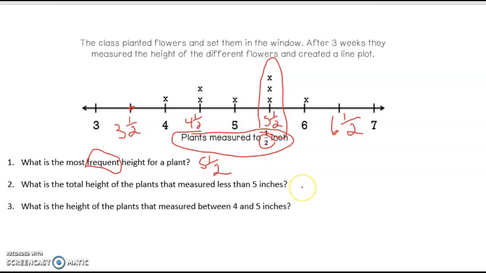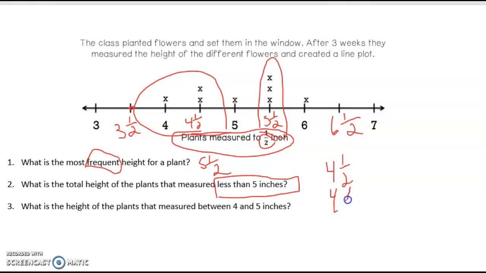And you'll see in a minute, it's not always halves. It can be fourths and eighths. What is the total height of the plants that measured less than 5 inches? Where are plants that measured less than 5 inches? They would be to the left of the 5. They would be here. So what is the total height of those plants? Well, how many 4.5s do we have? We have 2. So you should be adding 4.5 twice, please. You're writing an equation. And then we also have how many plants that measured 4? 1.